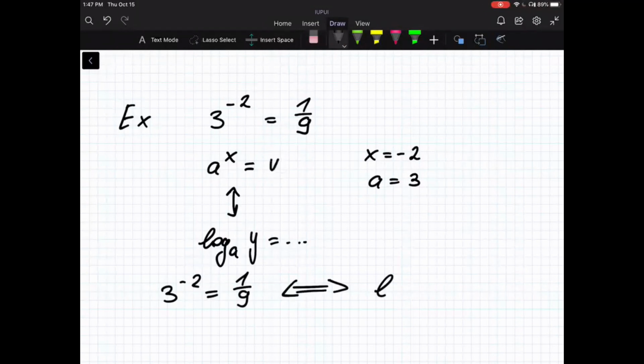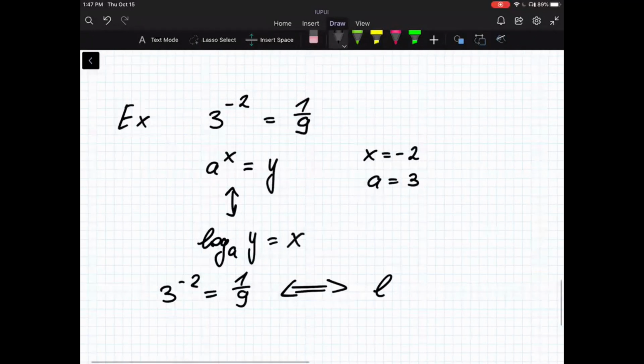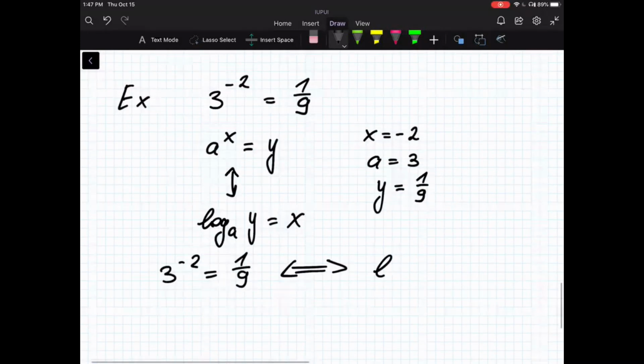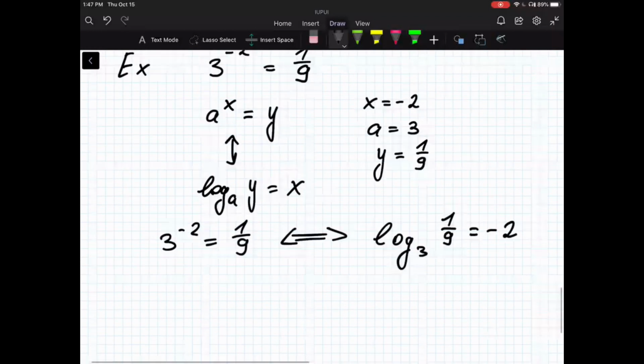So we see that 3 to the power minus 2 equals 1/9 is equivalent to writing the logarithm. Here, let me write it like that. This is our connection. So we see that x is equal to minus 2, a is equal to 3, and y is equal to 1/9. And so by this equivalence, 3 to the power minus 2 equals 1/9 is equivalent to the following: logarithm with the base 3 of y, which is 1/9, is x, which is equal to minus 2.